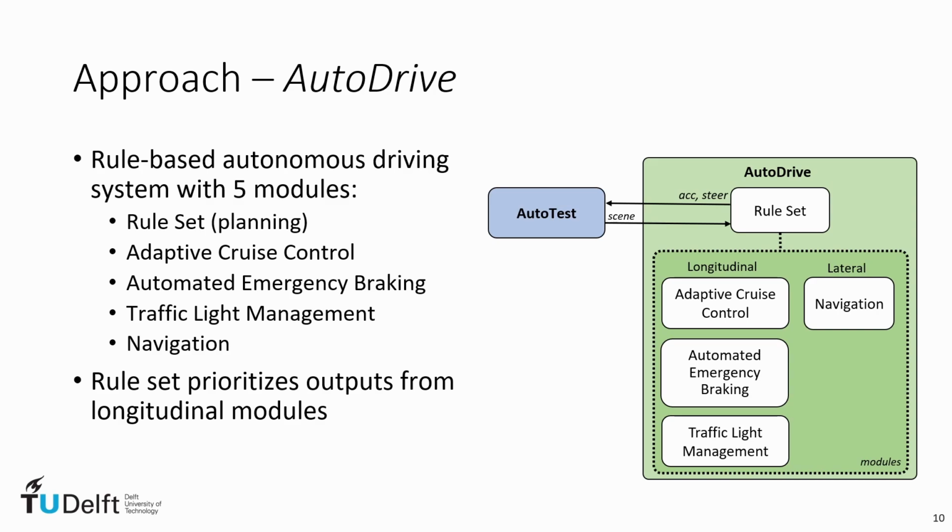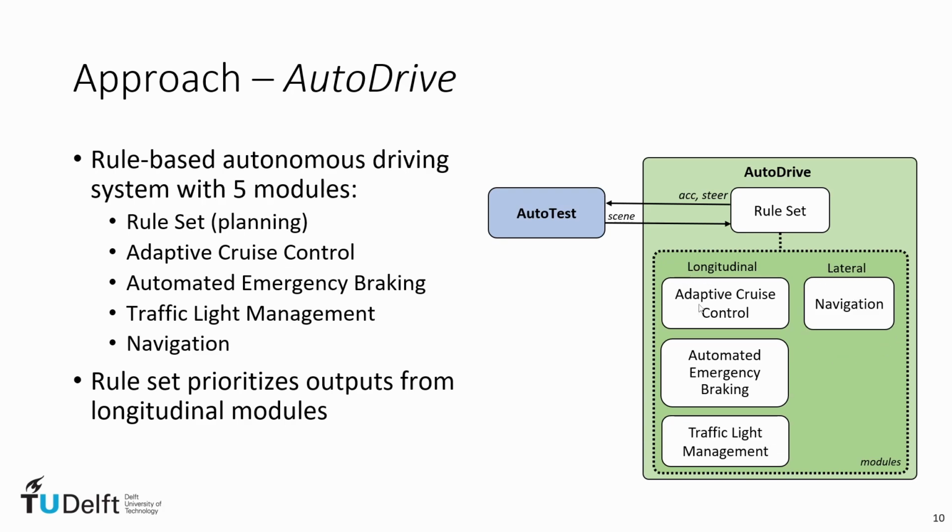Okay, so now I'm going to move on to AutoDrive, which is my rule-based implementation of an autonomous driving system, which has 5 modules. It has the rule set, which is basically the planning module, the decision module. There's different names for it. There is the adaptive cruise control module, automated emergency braking, traffic light management, and navigation.